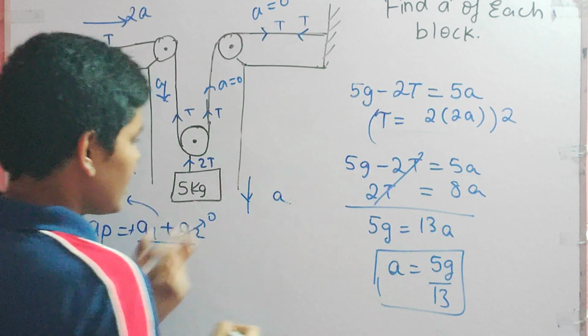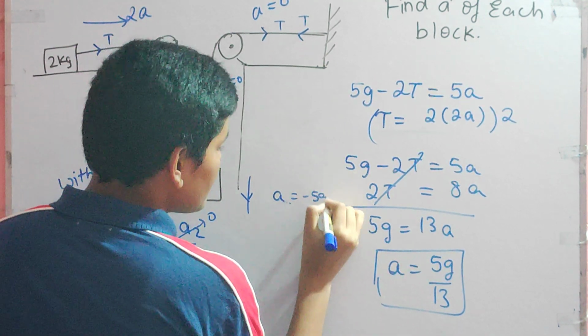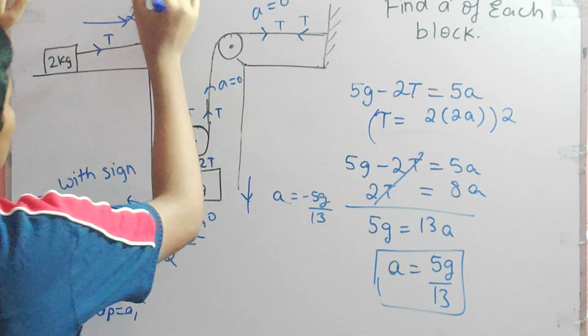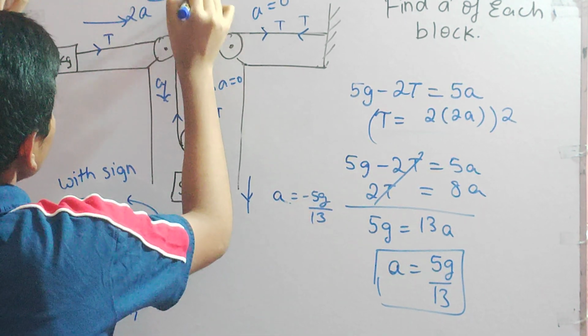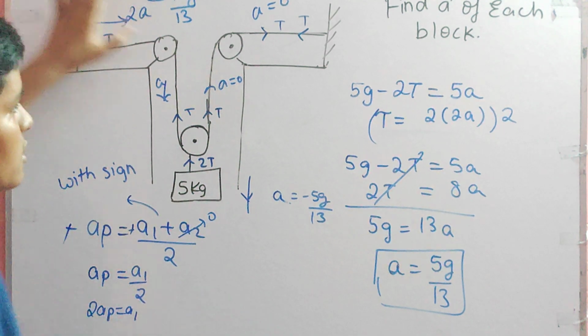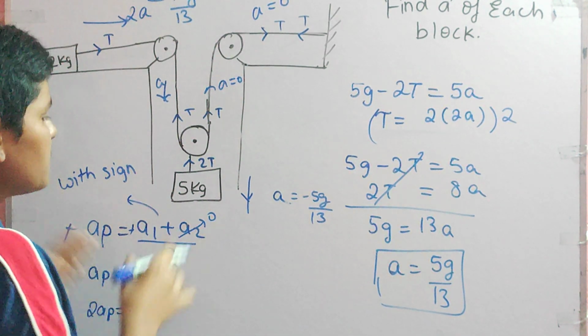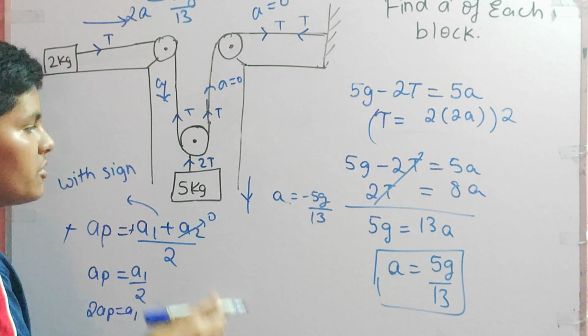So this acceleration a is equal to minus 5g by 13 because it is going downwards, and this is equal to 10g by 13. So this is the acceleration of each block. So what we did over here is assume this 5 kg block moves down with acceleration a.